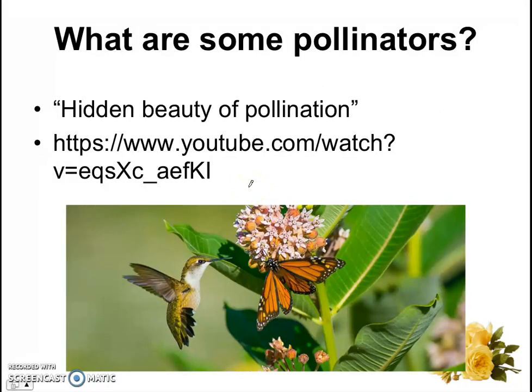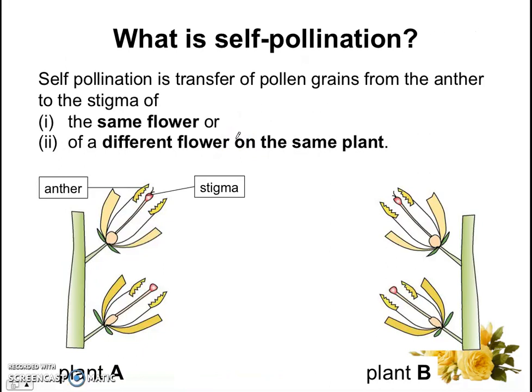So if you have time, go search up this video called The Hidden Beauty of Pollination. And you'll see lots of different pollinators in action. It really is a very beautiful thing that happens in nature. Otherwise, I'll show it to you in class. But here are different types of pollinators. Butterflies, bees, those we know very well. But did you know hummingbirds as well? And if you look at this video, you'll see a few other surprising pollinators that you might not have known about.